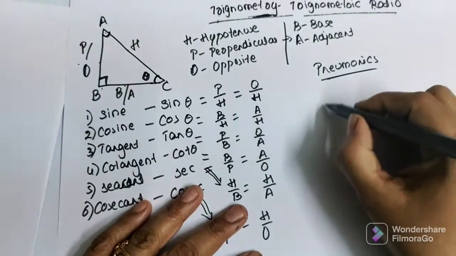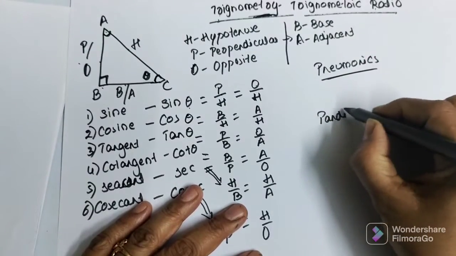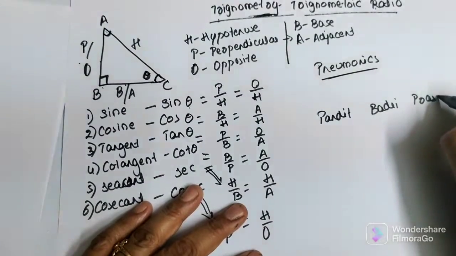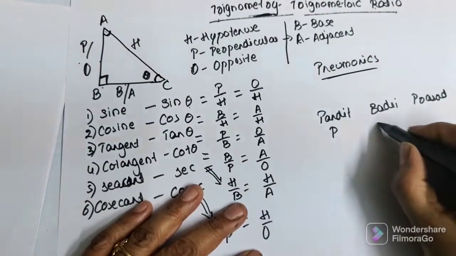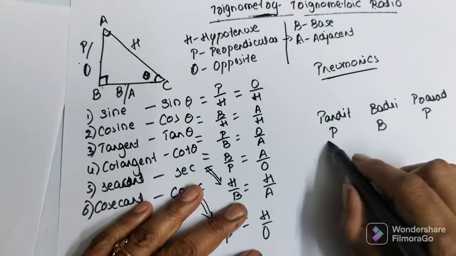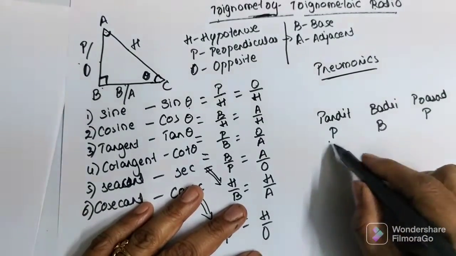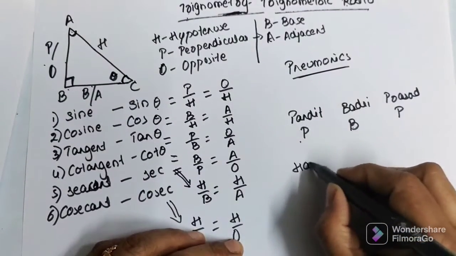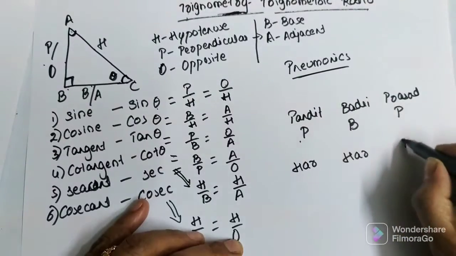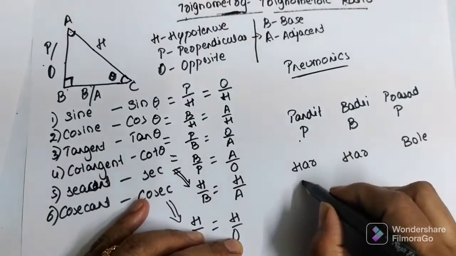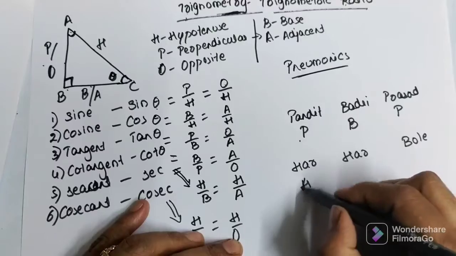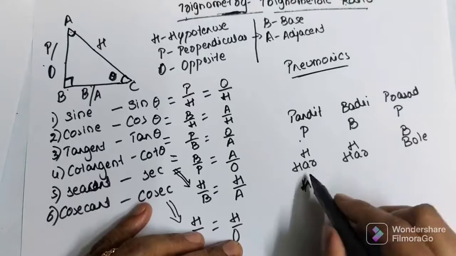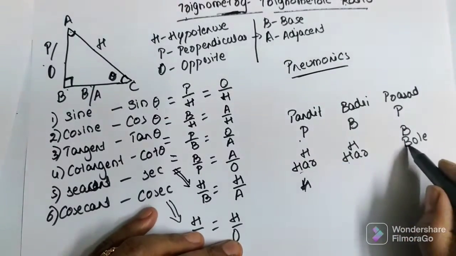It is nothing but Pandit Badri Prasad. Here P is for Pandit, B for Badri, P for Prasad: Pandit Badri Prasad. Okay. Har Har Bole. That is H for Har. Okay, I will write it just up here. Har Har Bole. Okay, that is, Har stands for H, Har stands for H, and B for this.